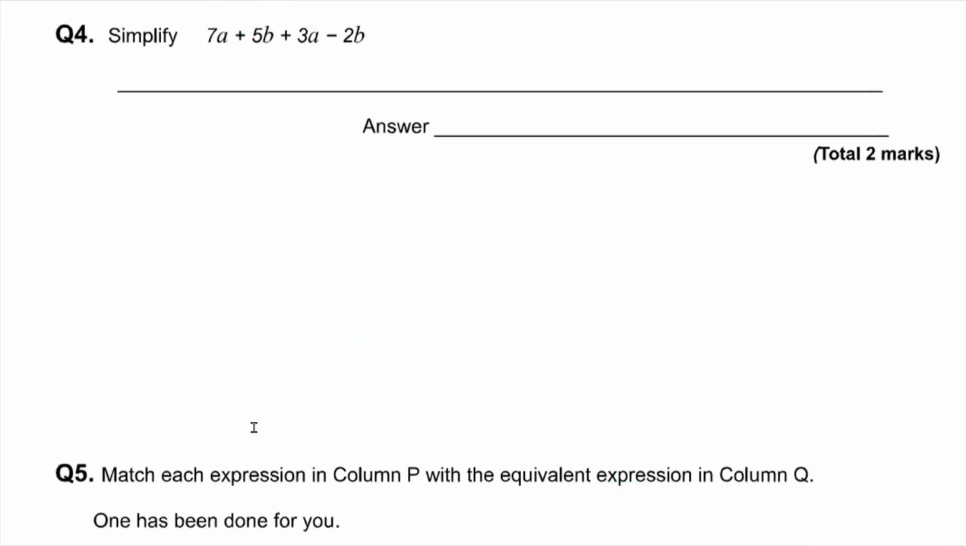Question 4, simplify 7a plus 5b plus 3a minus 2b. Again, I've got terms in a, 7a and 3a, and I've got terms in b, 5b and minus 2b. So combining the a's, 7a plus 3a, that's 10a, and combining the b's, I've got 5b take away 2b, that's 3b. Okay, so 10a plus 3b is the final answer for that one.